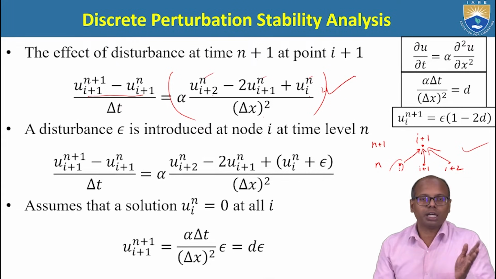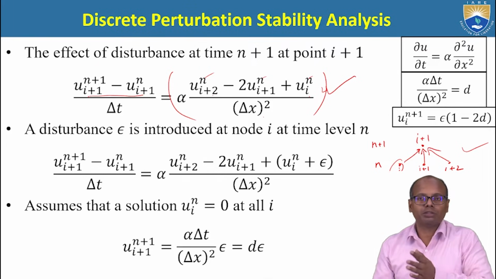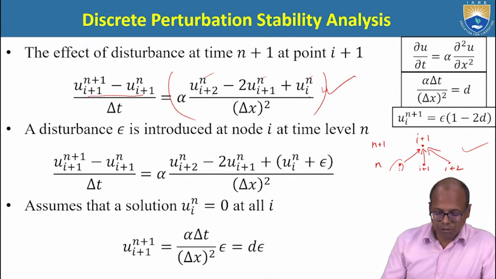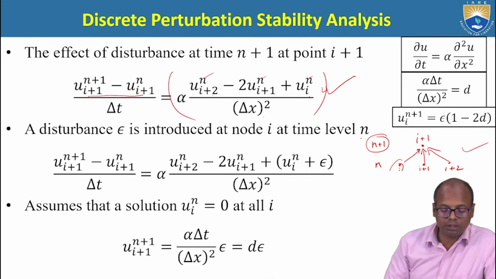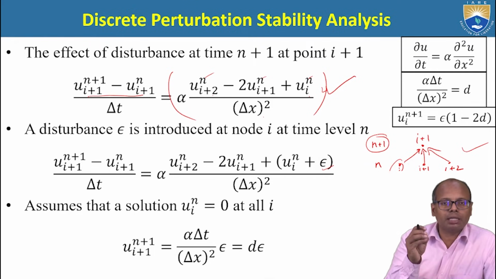Previously we have done FTCS for the ith node. Now here we are doing FTCS for the I plus 1th node. So if I do FTCS like this, at the I plus 1th node and time interval, I will get this equation. Now where we have introduced the disturbance at u_i^n. So what are the assumptions that we have taken? For all n, at time n, for all i's, the value of u is equal to 0.